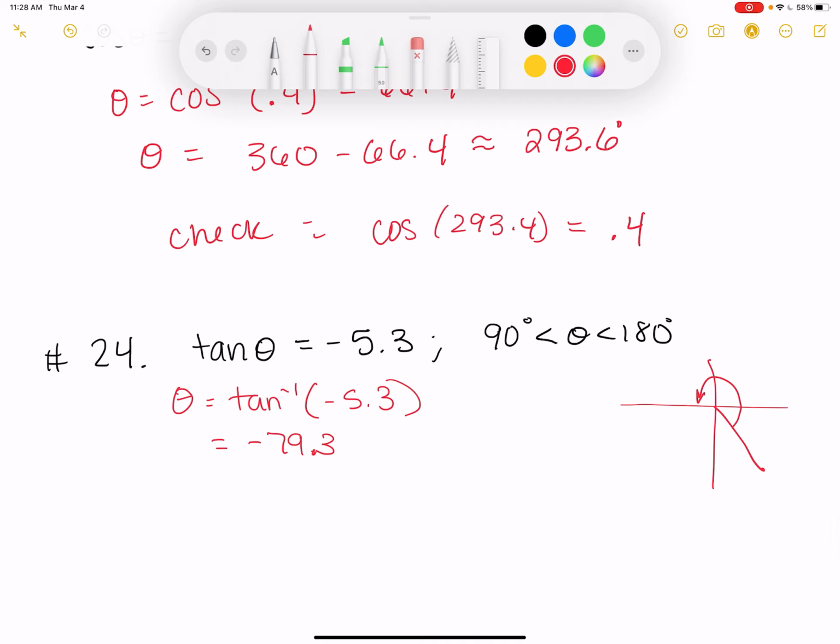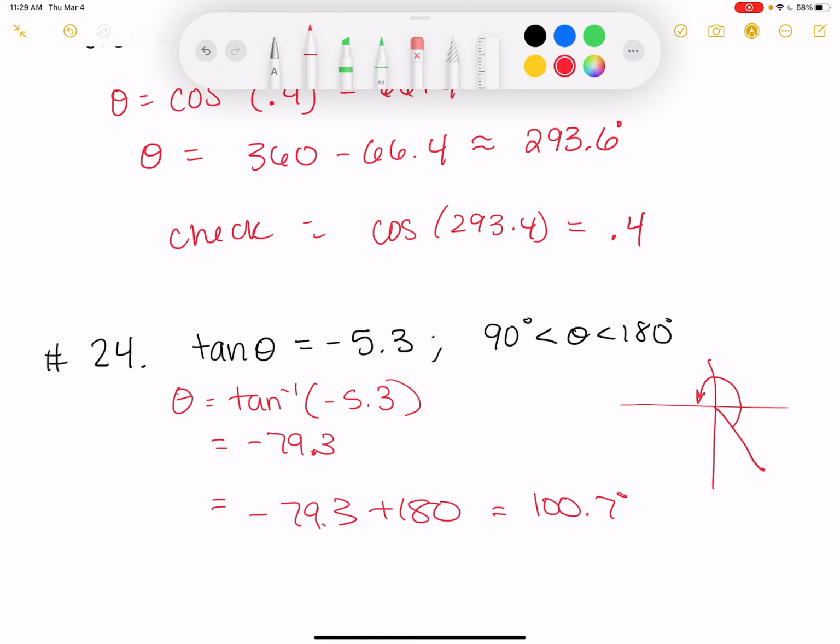So it's 100.7. Negative 79.3 plus 180, I got 100.7 degrees. Then it's negative 5.3. I figured out what I did.